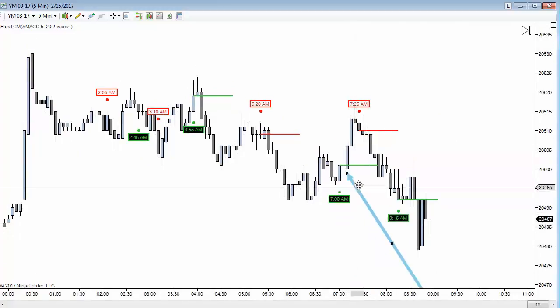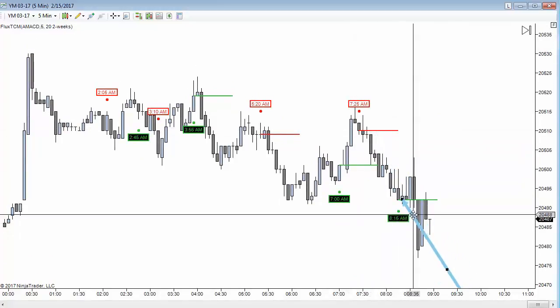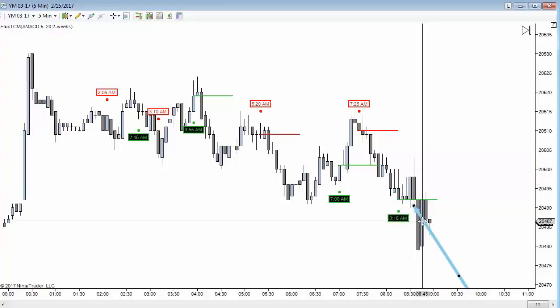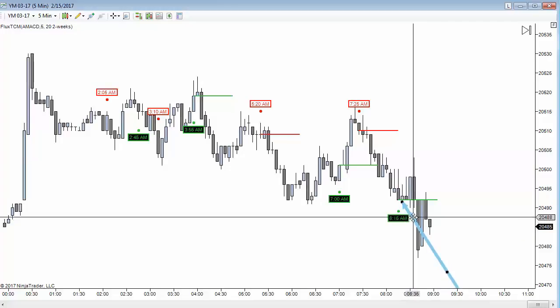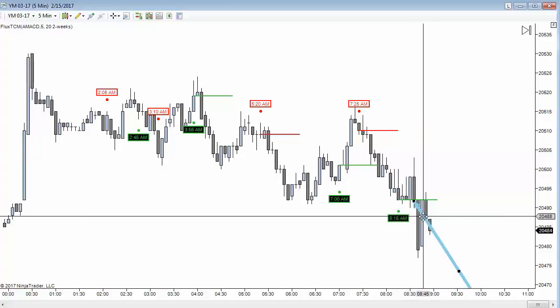I caught the low at 7 o'clock, the high at 7:25. And then there was an econ here a moment ago, and you'll see the market stopped. Buying pressure took over for 1, 2, 3, 4, 5 bars. So I'm in the ballpark.